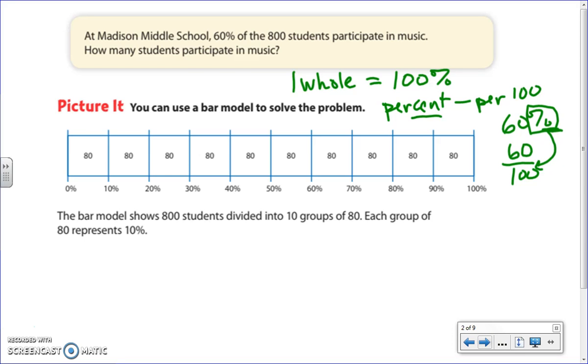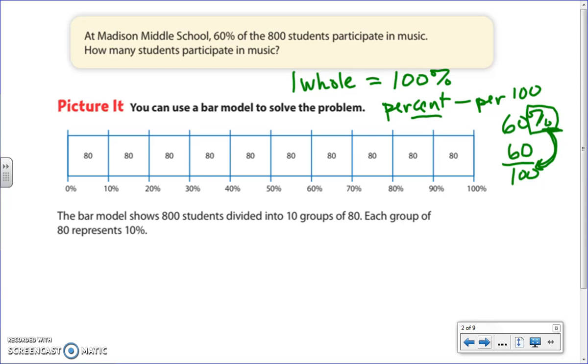Okay? So keep these things in mind as we go through this, because I'm going to be bumping back and forth between fractions and percents. The percent sign, again, is just a shortcut way to say I'm dividing by 100, or it's just a fraction over 100. Okay? 100 represents one whole.